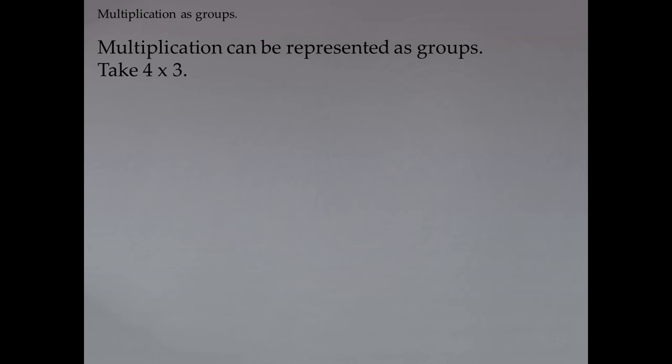Next, we have multiplication that's represented by groups. So if I have 4 times 3, we know from our previous problem that equals 12. But what I'm saying is I have 4 groups of 3. So often I can think of my multiplication symbol as "of." So I have 4 groups of 3. So I'm going to draw myself 4 groups.